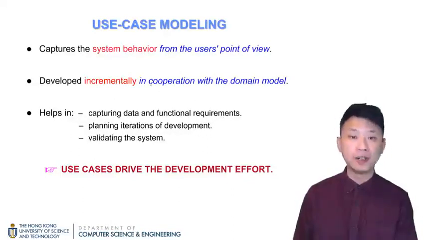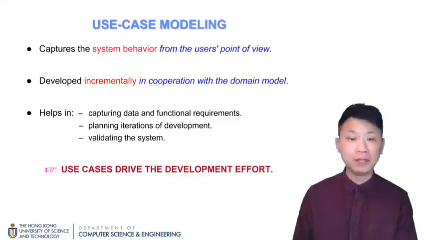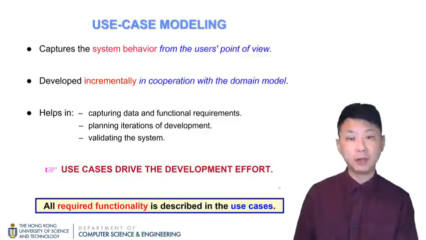We try to capture all the functionalities of a software system, and also plan iterations of development, and finally it helps validate the system. And notice that use cases drive the development effort. We develop the software system based on all the functionalities that we captured in the use case model. And we describe all the functionalities in terms of use cases.